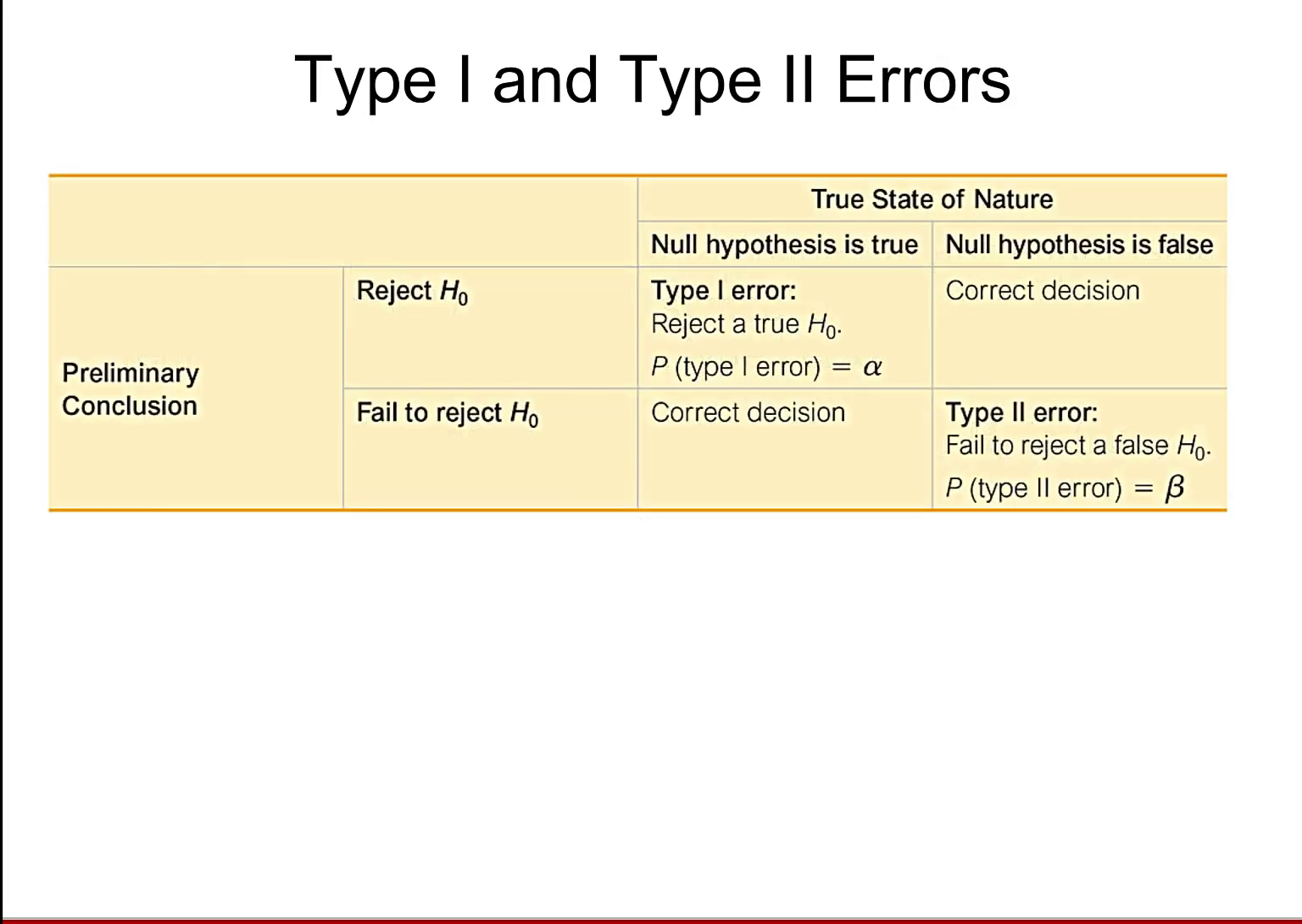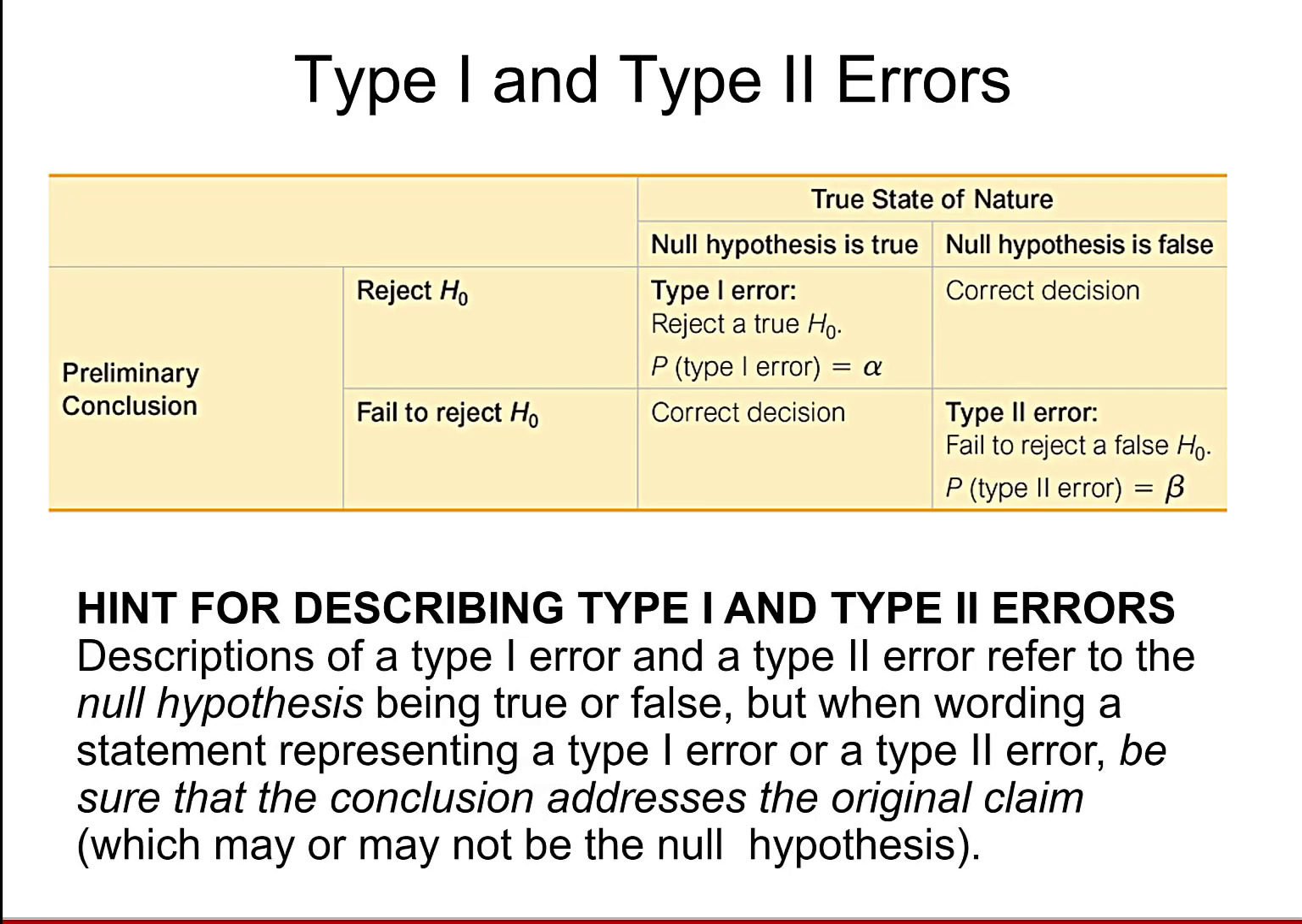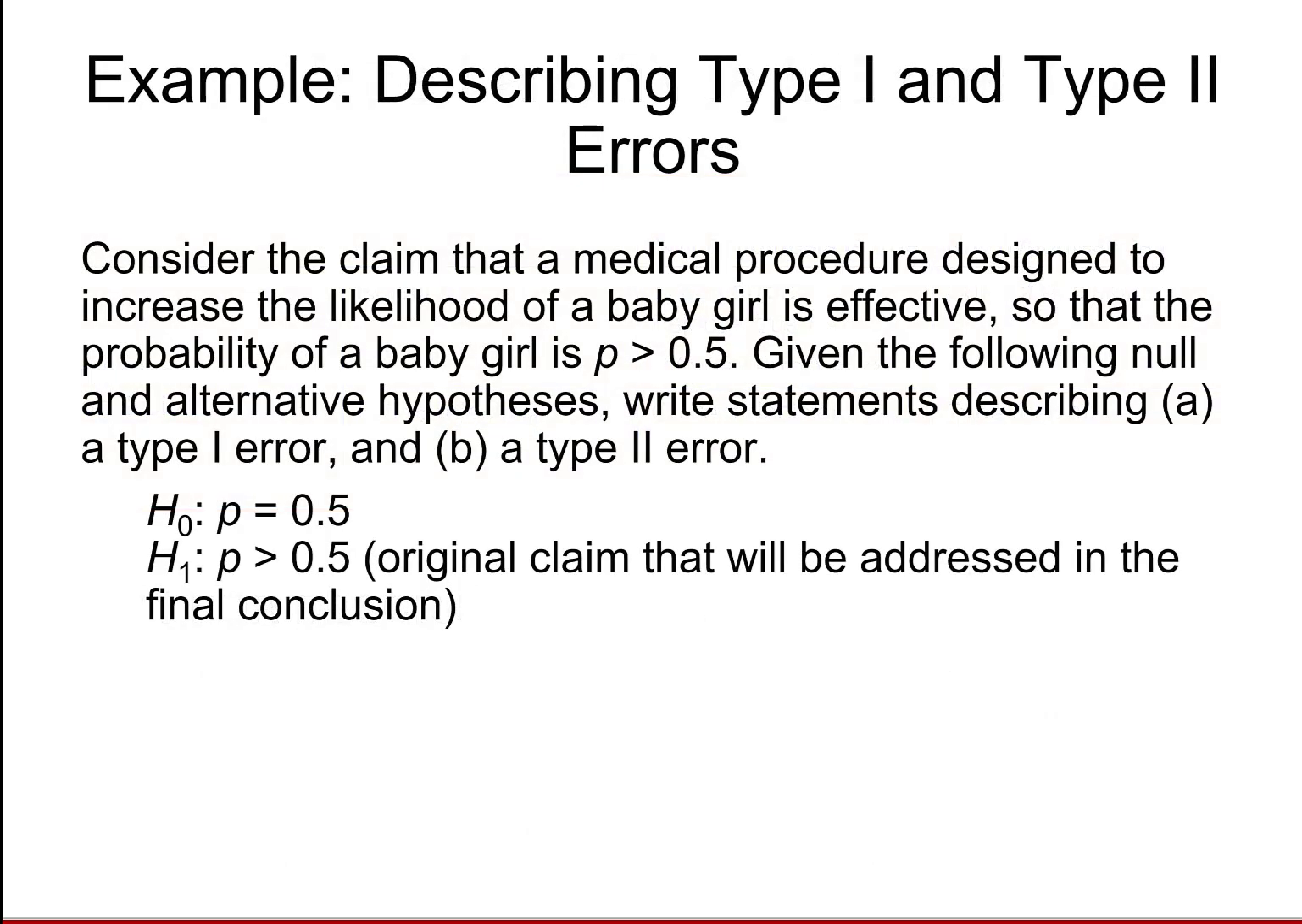And there's a little table that summarizes the type 1 and type 2 errors based on what the true state of nature of the situation is and then what your decision is. So consider a claim where a medical procedure designed to increase the likelihood of a baby girl is effective, so the probability of a baby girl is greater than 0.5. Given the null and alternative, write statements describing a type 1 and a type 2 error.